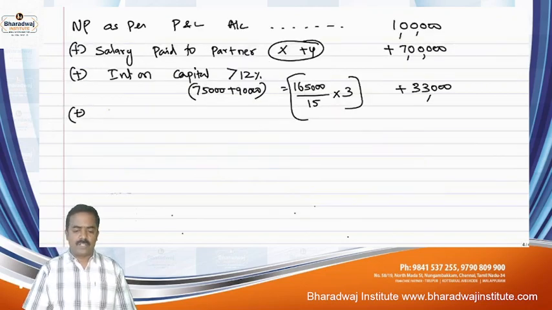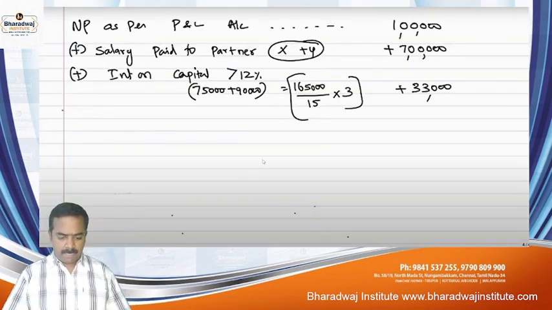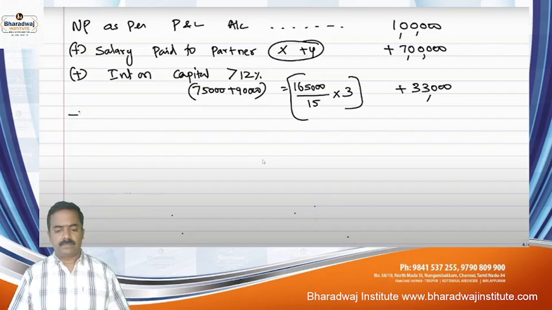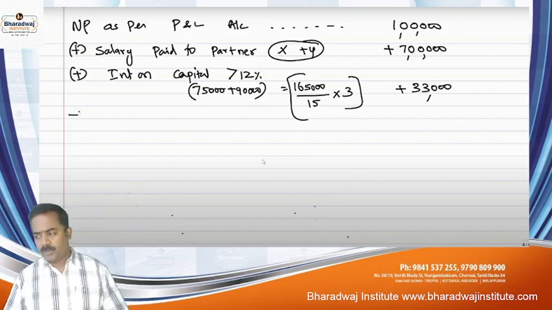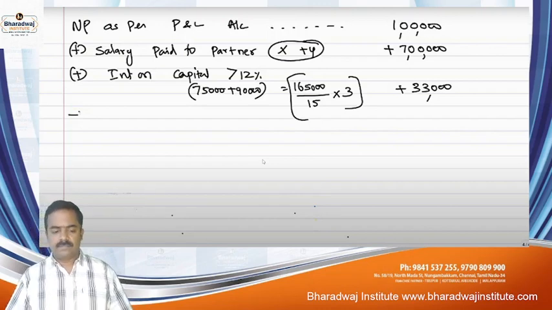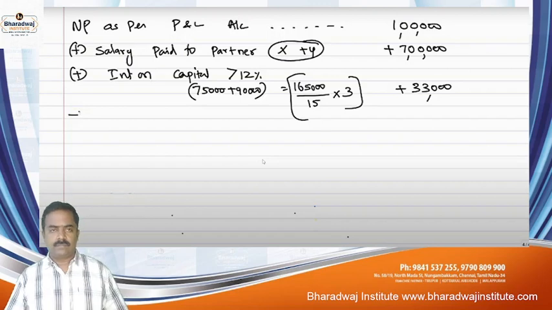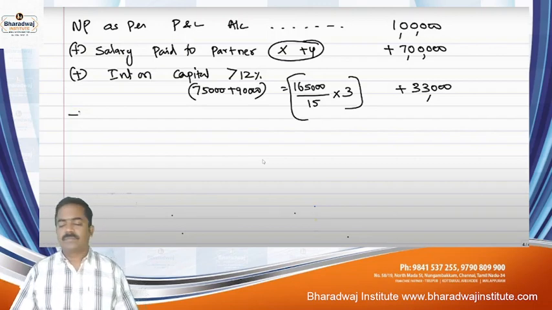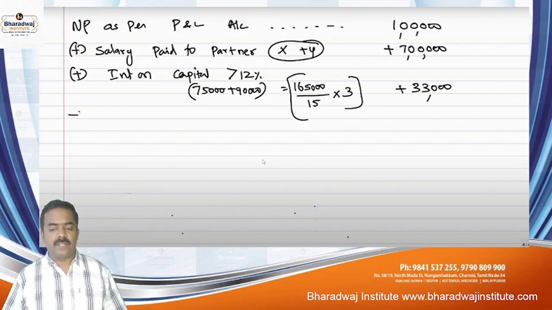Start. Computation of business income. Net profit as per P&L account, how much? 1 lakh.